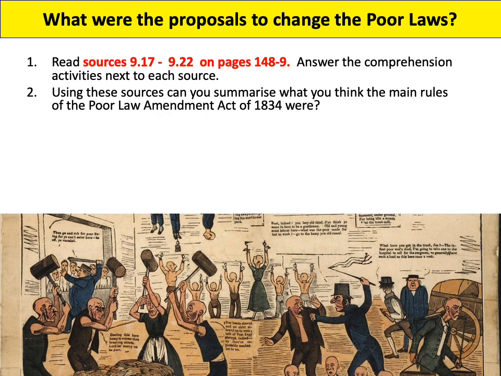The next one, source 9.18, talks about keeping the condition of the pauper. So pauper is a word for a poor person, inferior to that of an independent labourer, in other words, a worker. So essentially what they're saying is that we've experimented here and we've realised that when labourers do better than people who are in poverty, they tend to behave themselves more.